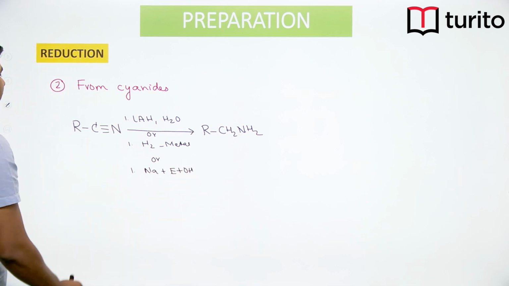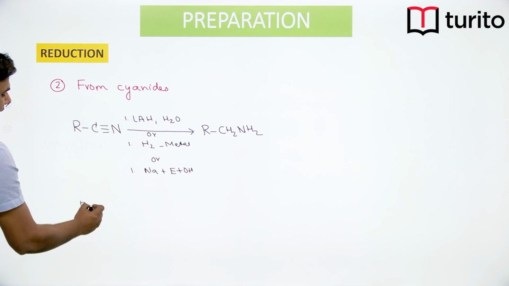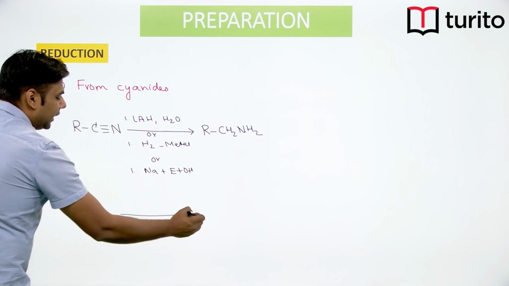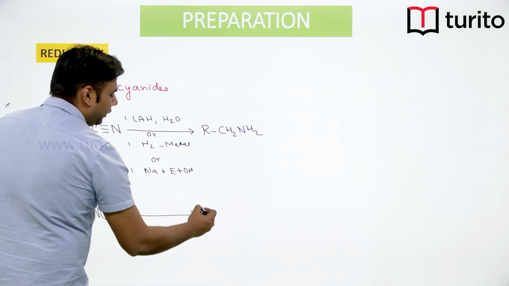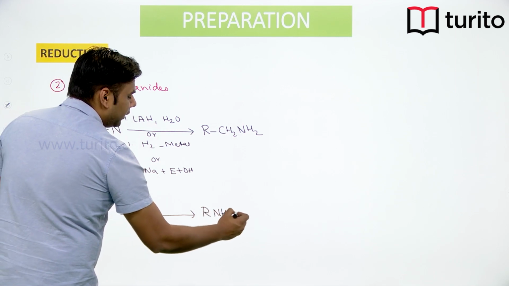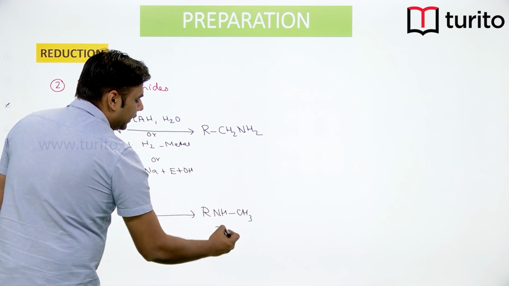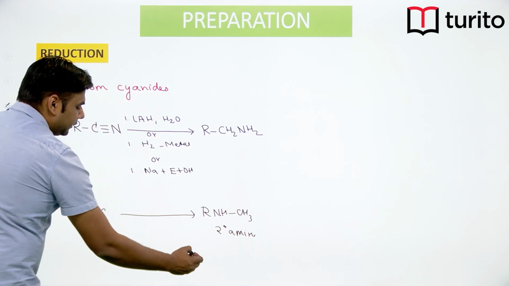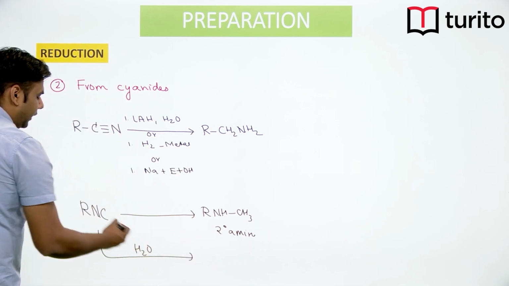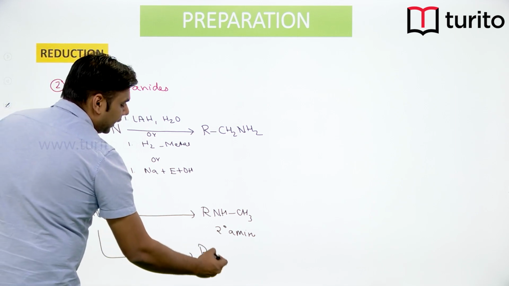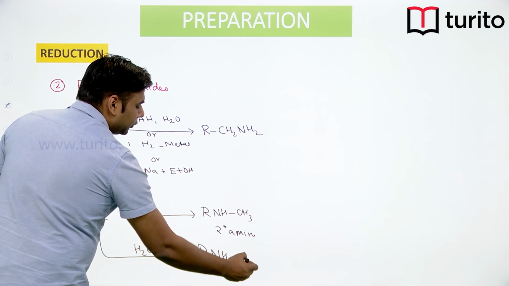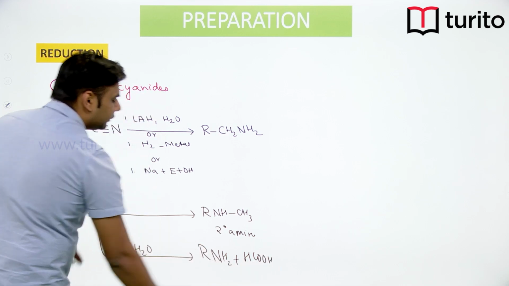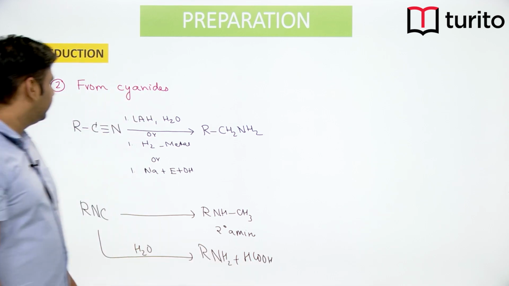So, if you take an isocyanide, RNC, and carry out these reductions, we will form a 2-degree amine. Even on hydrolysis, if you hydrolyze RNC, we will get RNH2. So, you can do this reaction through mechanism.